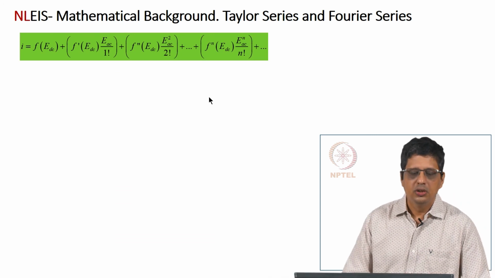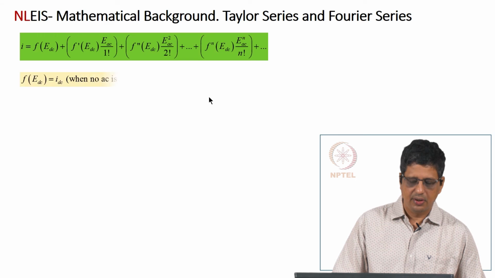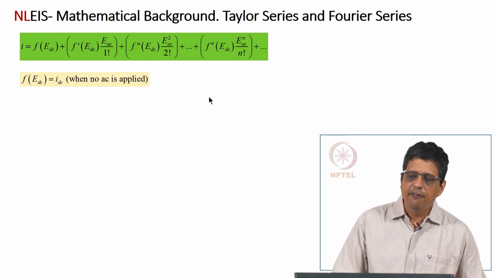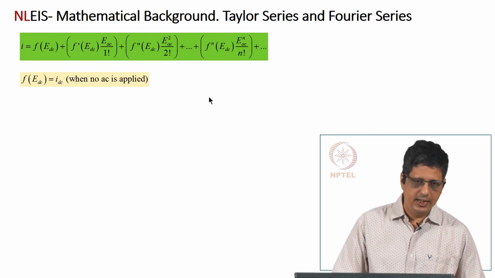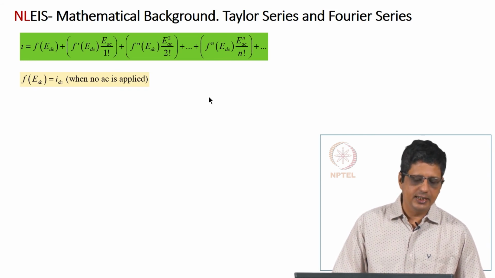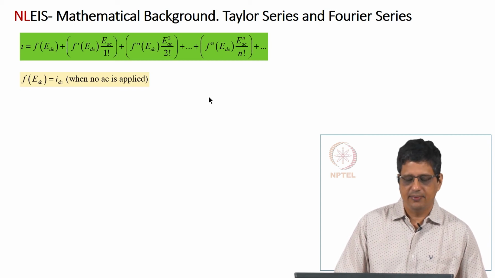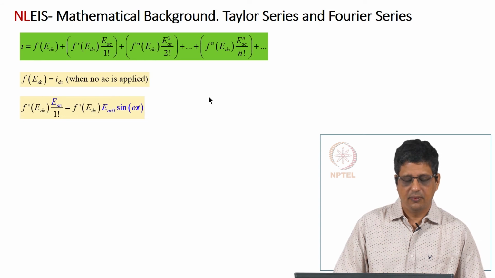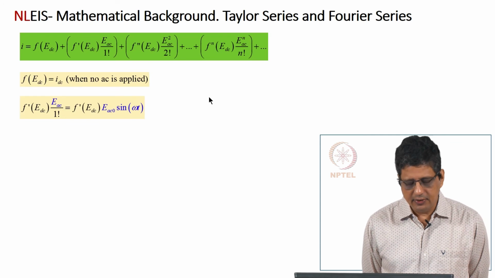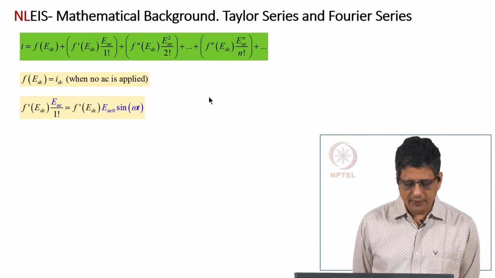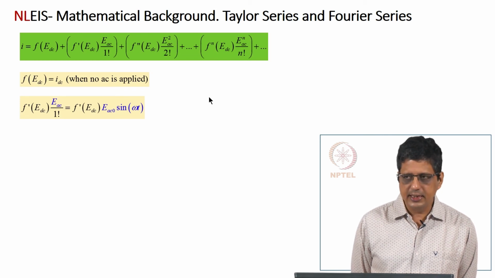So, this is the expression we got in the previous page. If AC is not applied, we apply only a DC potential, we will get a DC current. So, that means f of EDC will normally denote as IDC. F prime of EDC, we keep it as it is. EAC we are going to replace with EAC 0 sin omega t. This is easy, we have done this before.